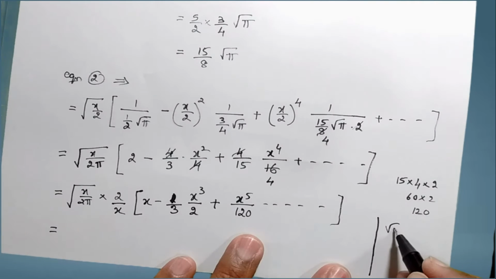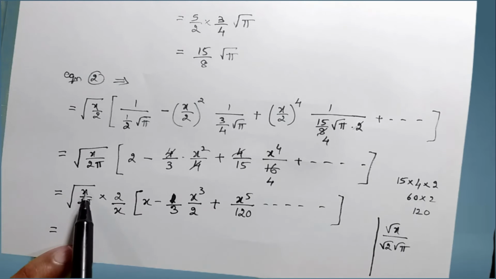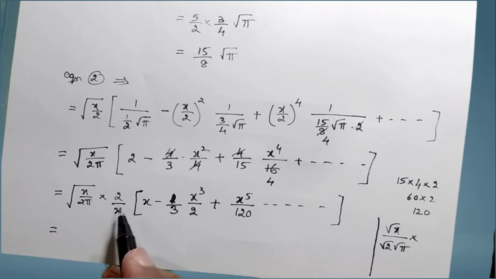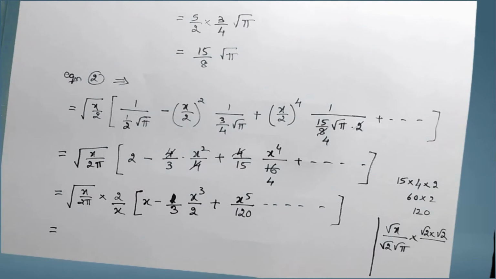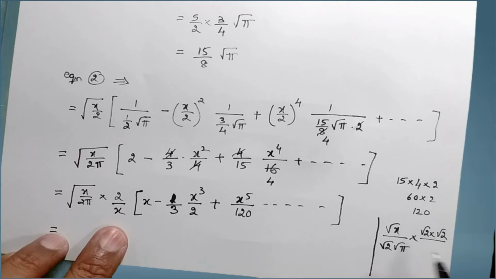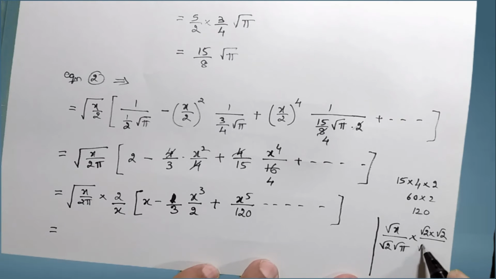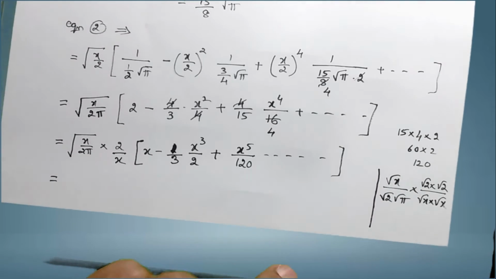So you are having root of x divided by root of 2 into root of pi. I have just written that in the form of root. This is also root, this is also root, this is also root. Into, you are having 2. So can I write 2 as root 2 into root 2? 2 can be written as root 2 into root 2. Here in the denominator you have x. So can I write x as root x into root x? Alright. So what will happen?